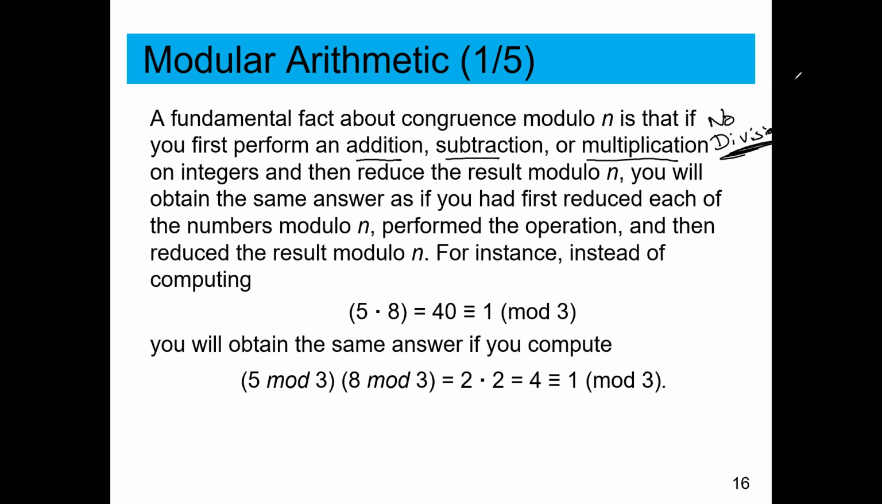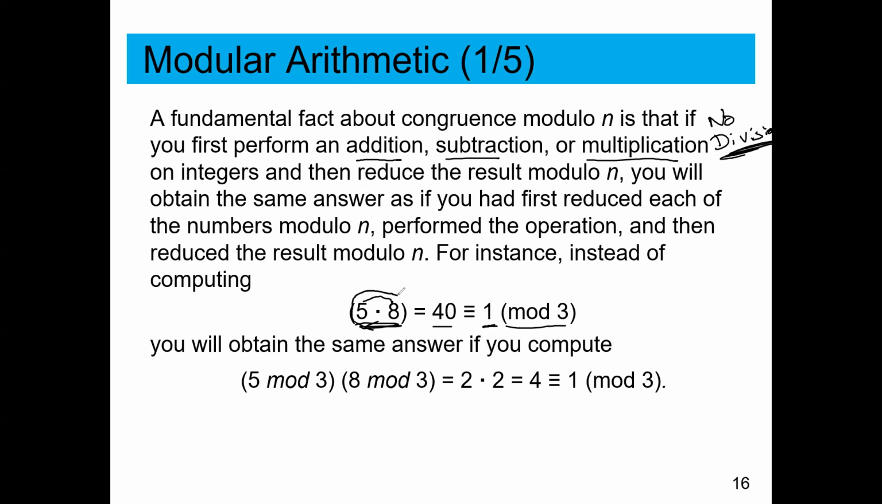What is multiplication? It's repeated addition. So all this comes down to the fact that addition is modular arithmetic. And the cool part about modular arithmetic is this. Suppose I want to find 5 times 8 mod 3. I can first do 5 times 8, and that gives me 40, which is equal to 39 plus 1 more. So it's congruent to 1.